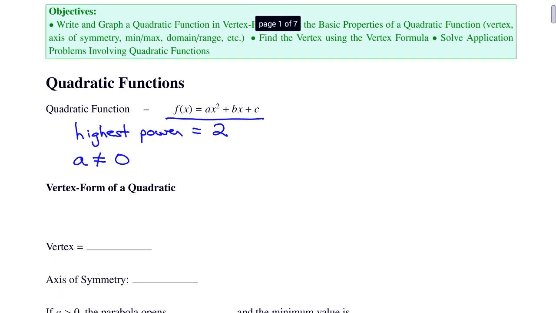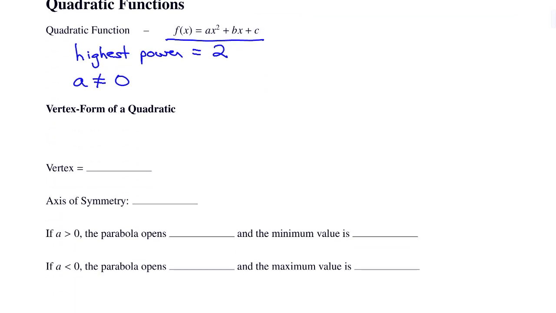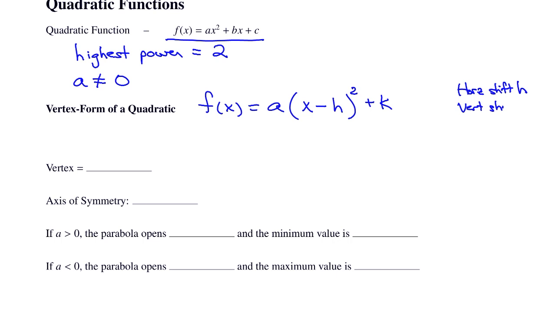One form of a quadratic is called the vertex form of the quadratic. That is written as f of x is equal to a times (x minus h) squared plus k. If you look at this equation, you'll notice that we have 3 of the transformations that we've studied in previous sections. We have the horizontal shift by h. We have the vertical shift by k, and together these are going to determine where the vertex of the quadratic is.